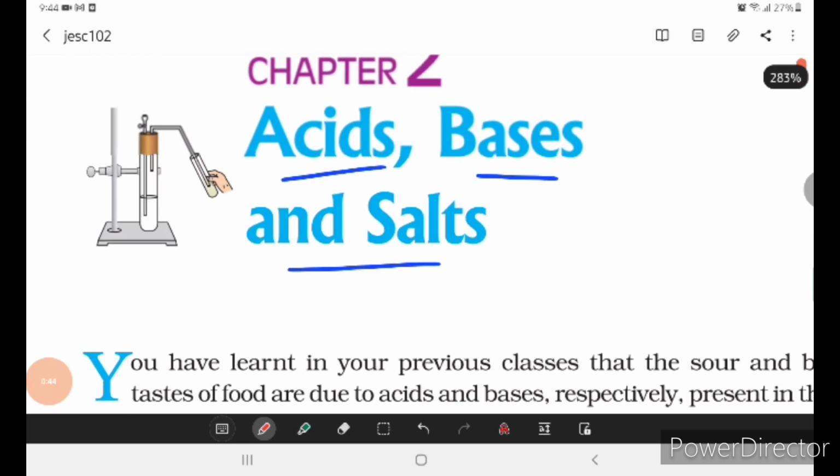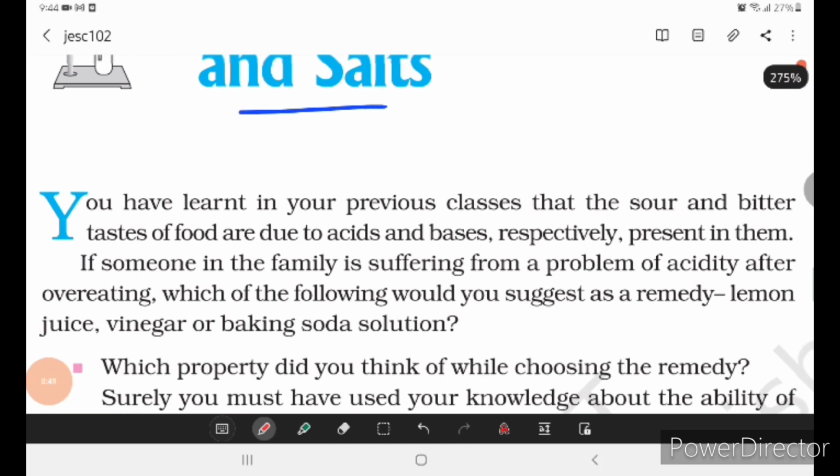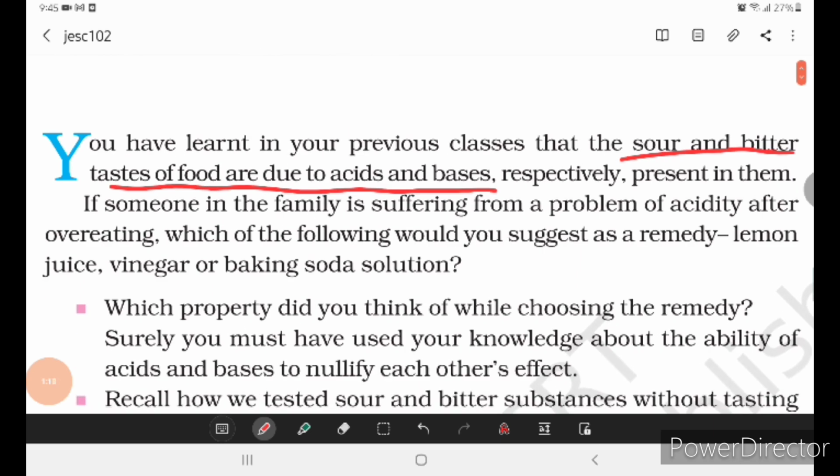So today we are going to start with the second chapter, acids, bases and salts. Let's go through the text and understand it clearly. You have learnt in your previous classes that sour and bitter tastes of food are due to acids and bases respectively present in them. So in our previous classes, we classified acids and bases based on taste. If they taste sour, we name them acids. If they taste bitter, we name them bases. That is what we know till now.